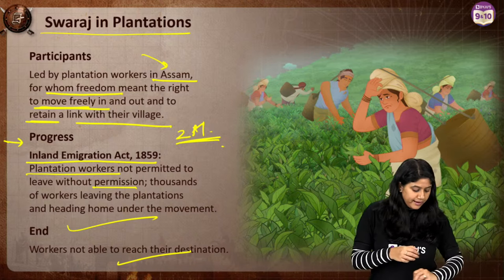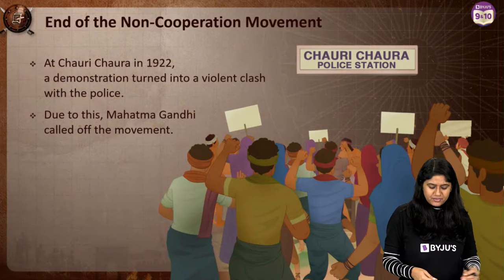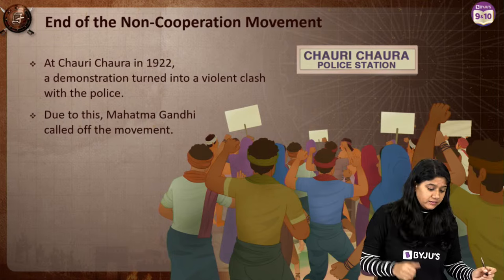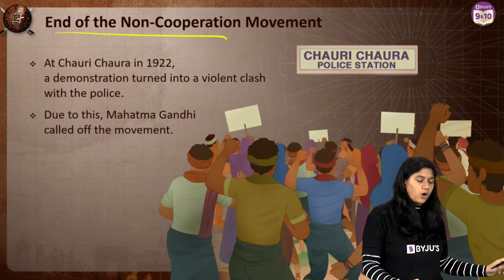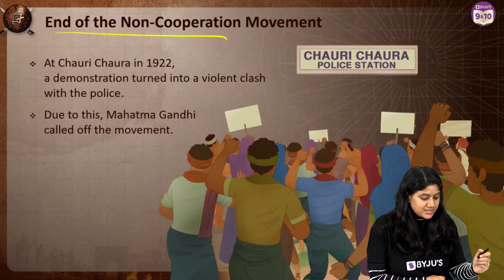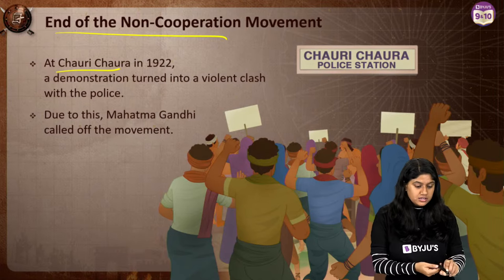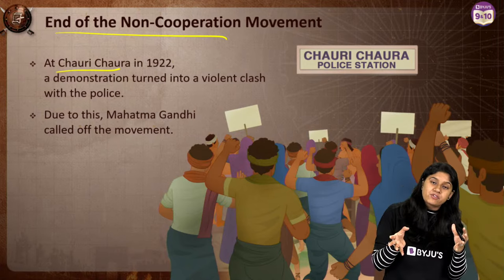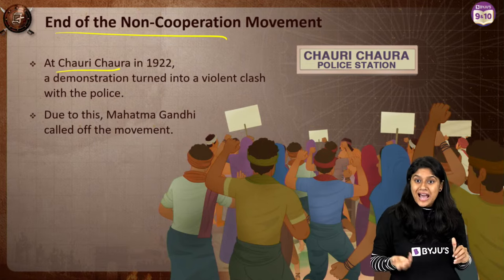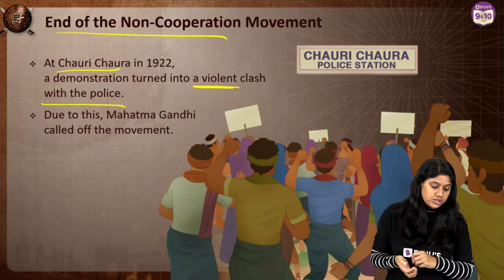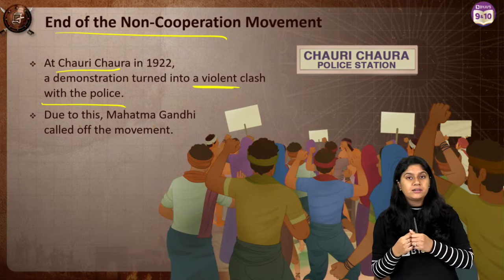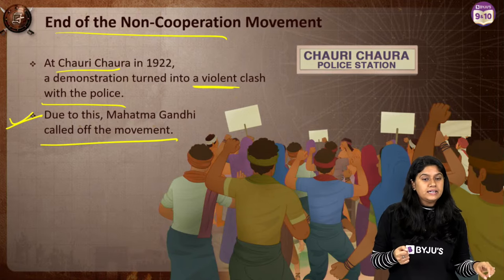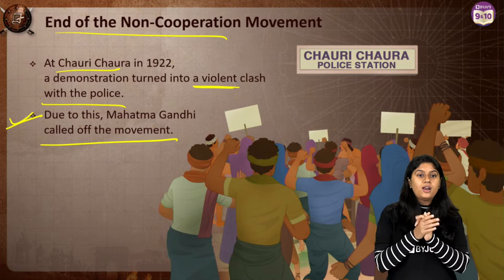Okay. Then, of course, what we saw, everywhere throughout the country, we saw cases of violence appearing, and the worst that happened, that actually made Gandhiji call off the non-cooperation movement, was the incident in Chauri Chaura in the year 1922. What happened? People were protesting, and of course it became a little bit more violent, and people attacked the police station. Unfortunately, various people lost their life, and because of this particular incident, Gandhiji called off the movement. Clear? Everyone clear? All of you give me a quick thumbs up.